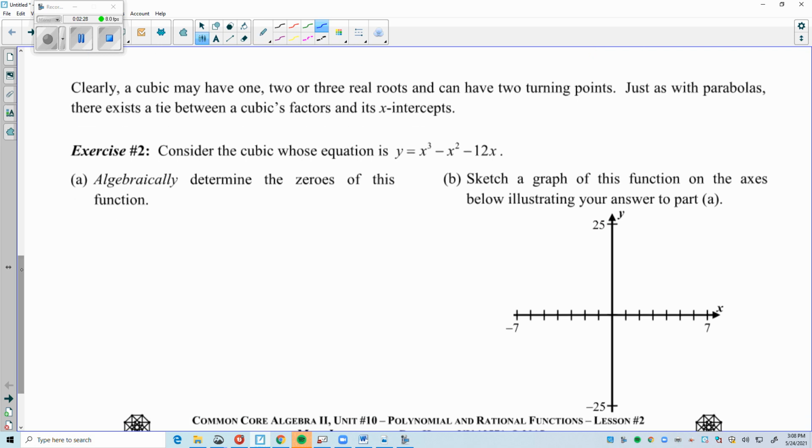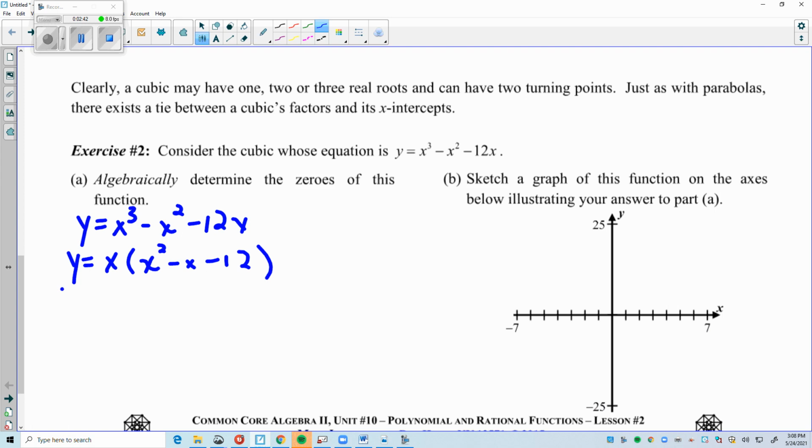Okay, so if we have to do this algebraically, it's basically saying to us we have to factor. So the first thing I'm noticing is that each of these terms have a common value of x, and I'm going to pull out that x. Okay, and so now we're going to factor that inside. So I need something that's going to multiply to be negative 12 and add to be negative 1, and that's going to get us x minus 4 and x plus 3.